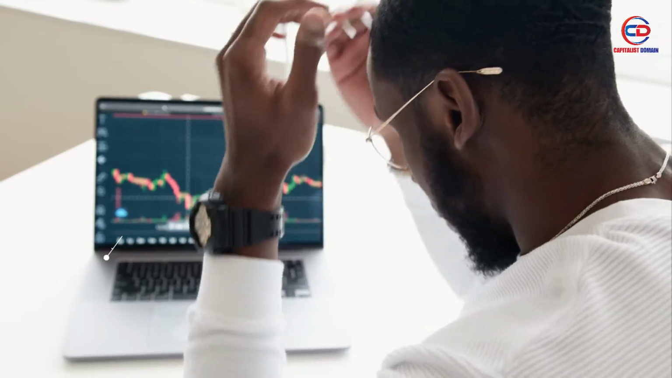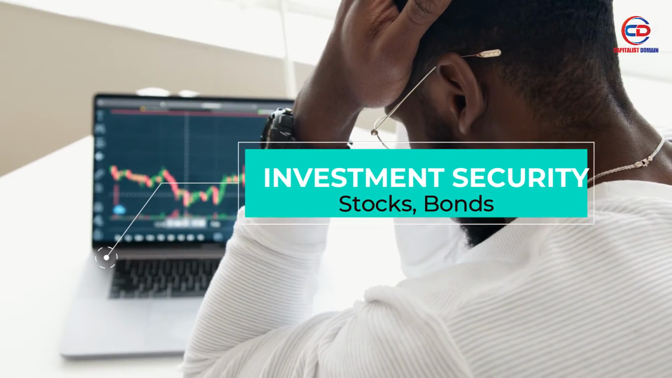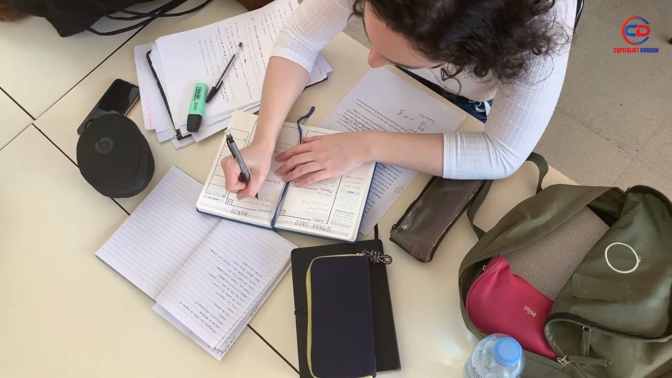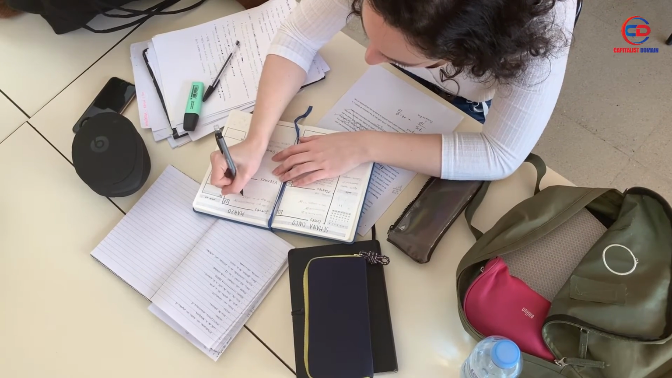Investing in stocks, bonds, and other investment securities is a good approach to build up your assets. However, it's important to remember that these types of investments come with risk. Before investing, make sure you understand the risk involved and do your research.